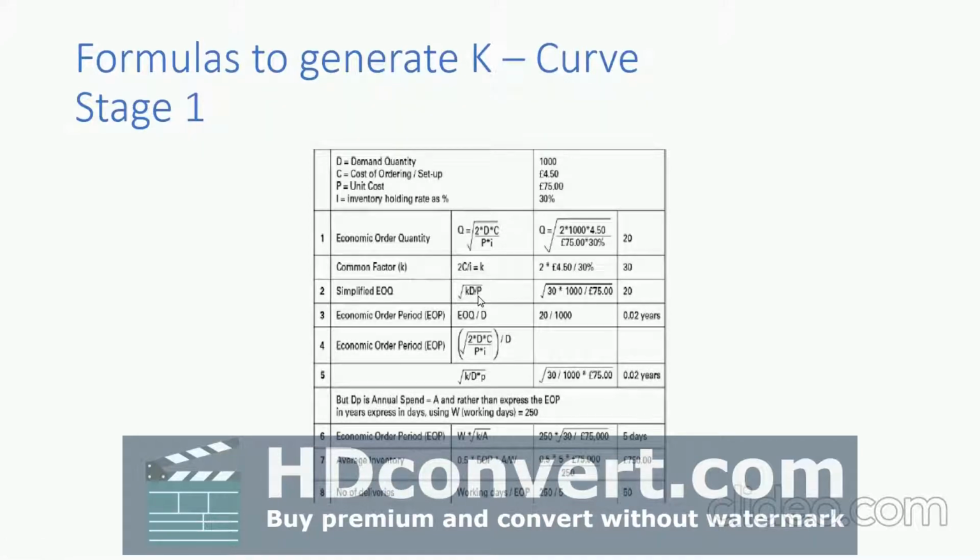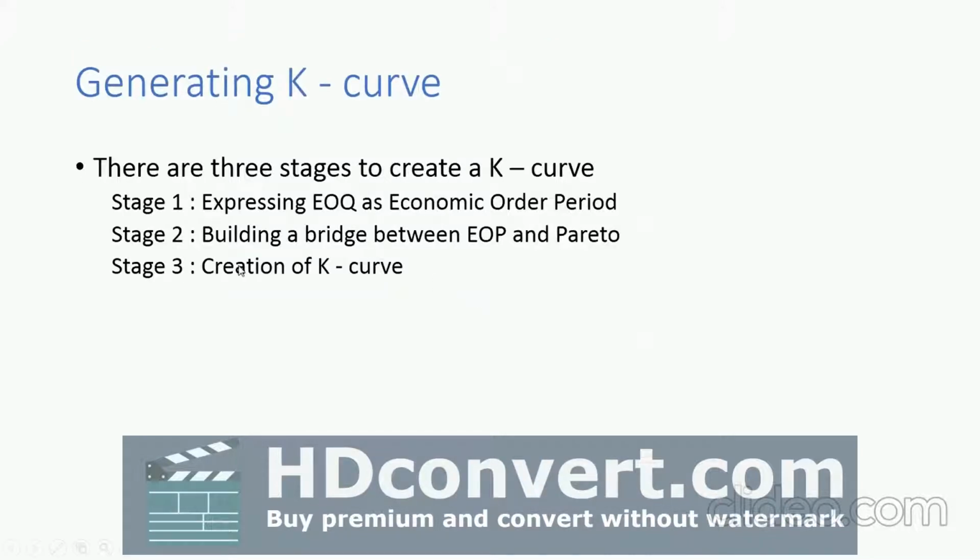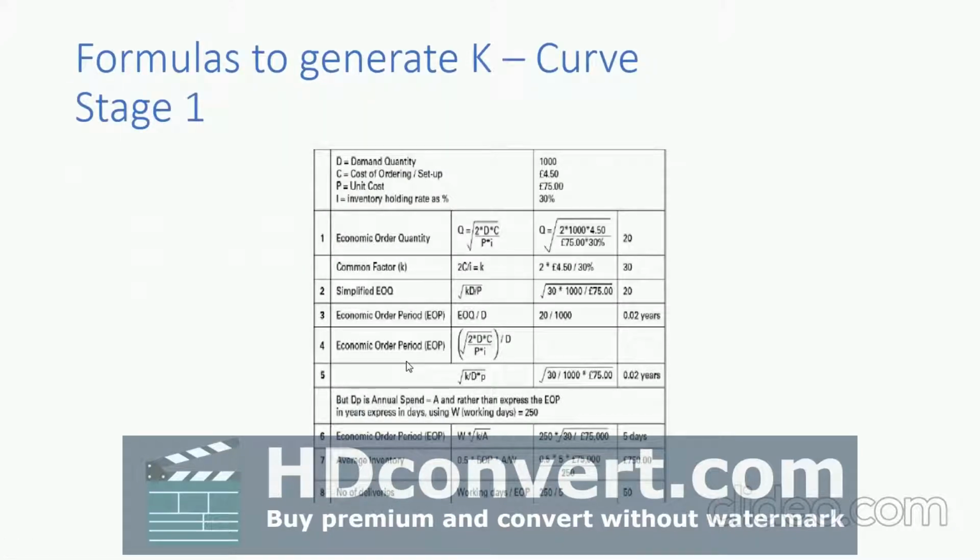Now we need to express, remember, that we are going to express EOQ, economic order quantity, as economic order period, meaning that the order quantity should be transferred to a time frame. So in order to do that, we divide EOQ by the demand over the entire annual period, in 1 year. Here we found that EOQ divided by D is 0.02 years.